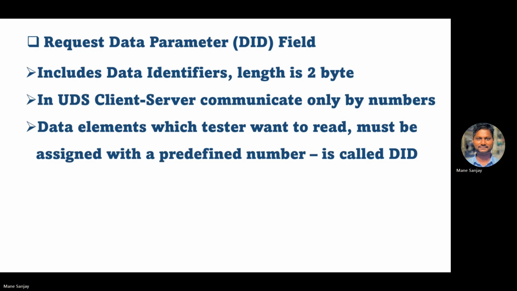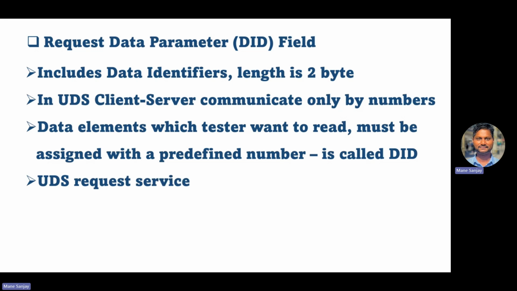Just imagine if you want to read the motor speed, there is a specific number assigned to it, and that is a data identifier. If you want to read the battery voltage, there is a specific number assigned for reading this parameter or signal. If you want to read the vehicle identification number, vehicle speed, accumulated mileage, or any other information from the vehicle, there is a predefined identifier for that specific service, and that is the data identifier.